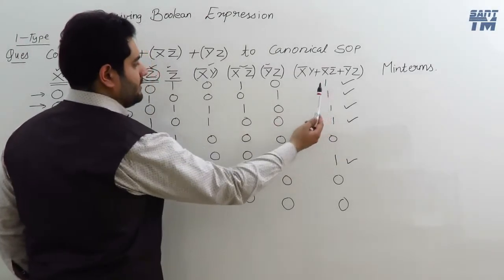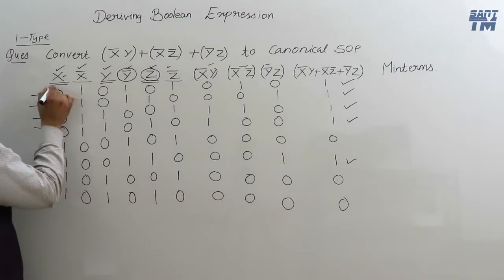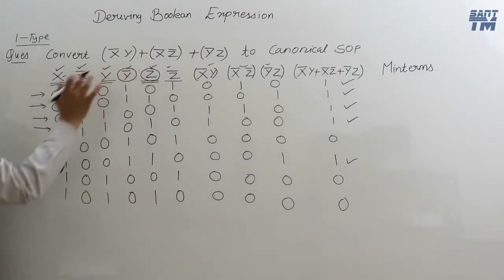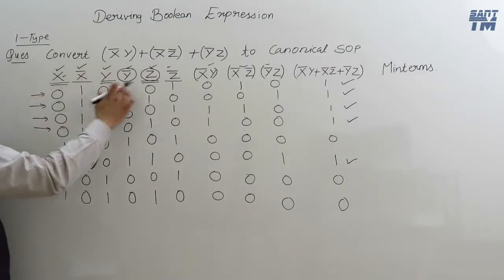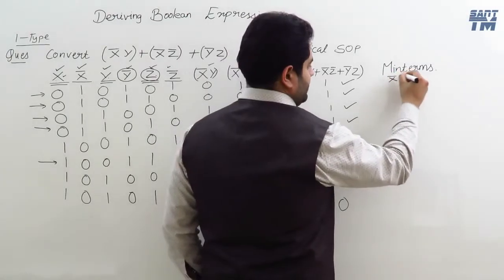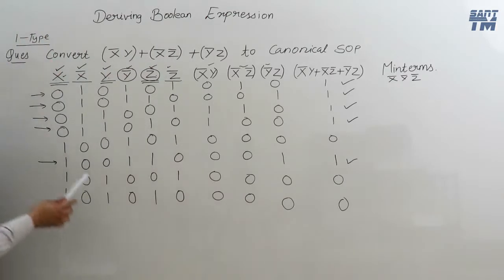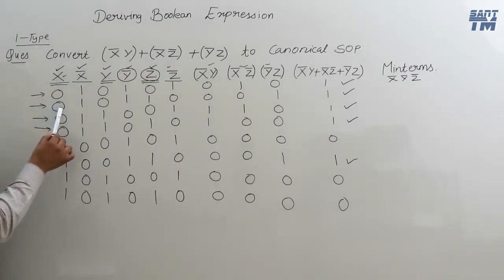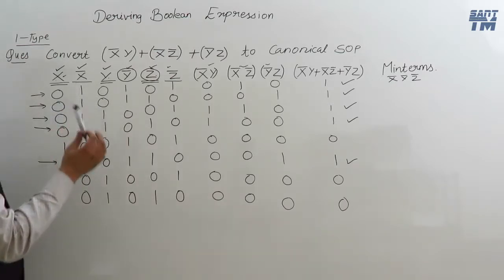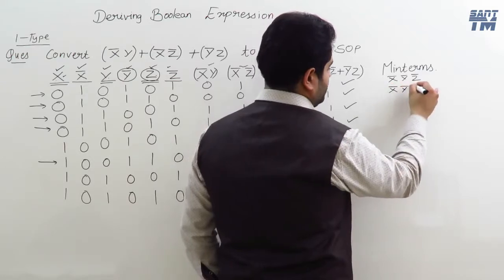For row number 1, we see the x, y and z values. See these three columns. X is 0, y is 0, z is 0. So there will be a bar on all three: x bar, y bar, z bar. This is the entry for the first row. Now for the second row, x is 0, y is 0, but z is 1. So bar will be on x and y. Anything which is 0 will have a bar.